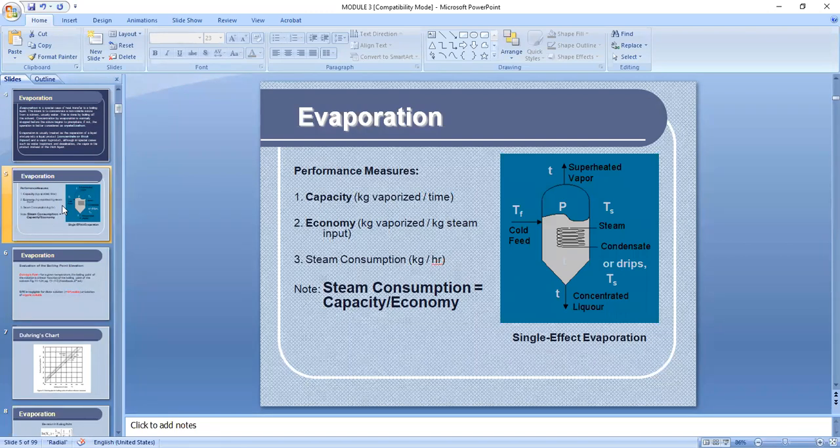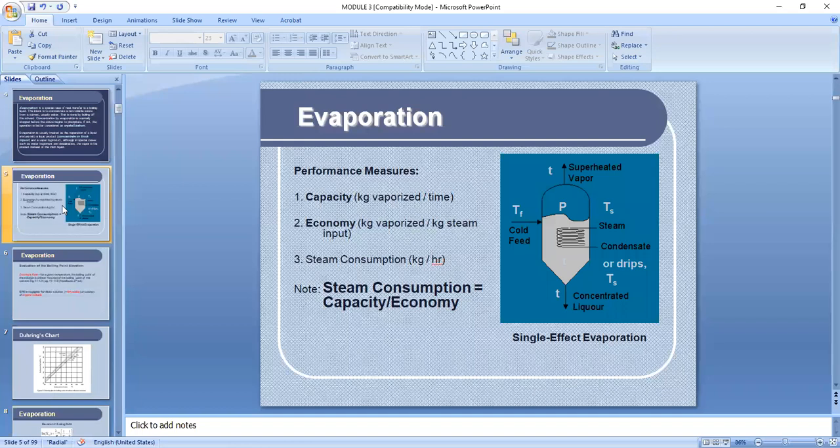Now, when you speak of economy as a performance measure, it is how much water was vaporized per unit amount of steam used. So in this case, it's oftentimes expressed in kilograms of water evaporated per kilogram of steam used. That is for your economy. Another performance measure of the evaporator is the steam consumption, which has something to do with the cost of the operation. So that is the kilograms of steam used per hour of operation.